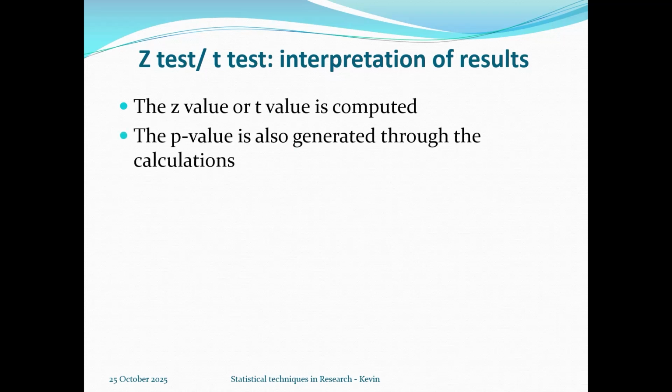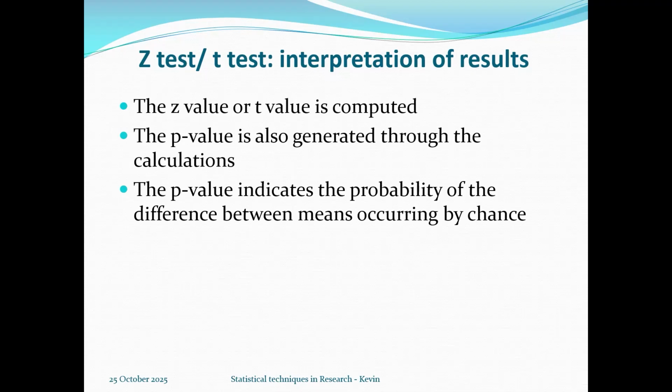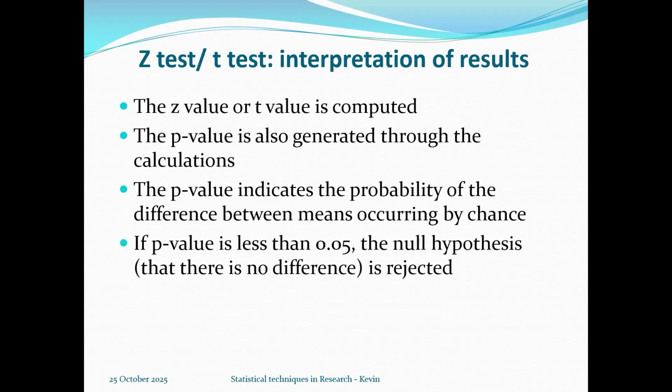Along with that, the P value is given. We are interested in the P value, which is also generated through the calculations. As I said, this P value indicates the probability of the difference between the means occurring by chance. So the P value should be low. If the P value is less than 0.05, the null hypothesis that there is no difference is rejected. We say there is a significant difference.